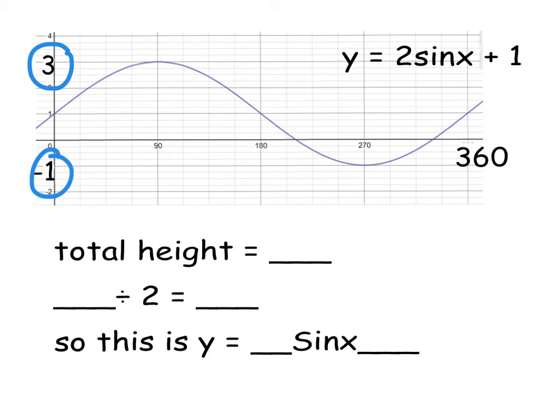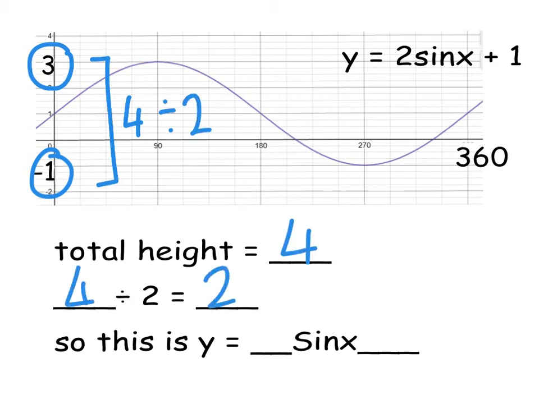Okay, so to get the total height, how far is it from 3 down to -1? That's a height of 4. Half of 4 is 2. So this was a 2 sine x graph. Now a 2 sine x graph should go from 2 to -2, but ours goes from 3 to -1. So both my numbers have been moved up 1. So that means it is a +1 that goes on the end. And that matches what's up there.